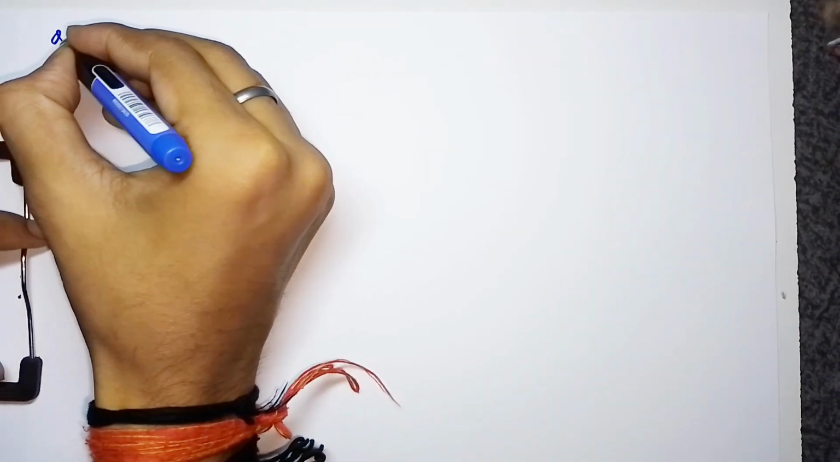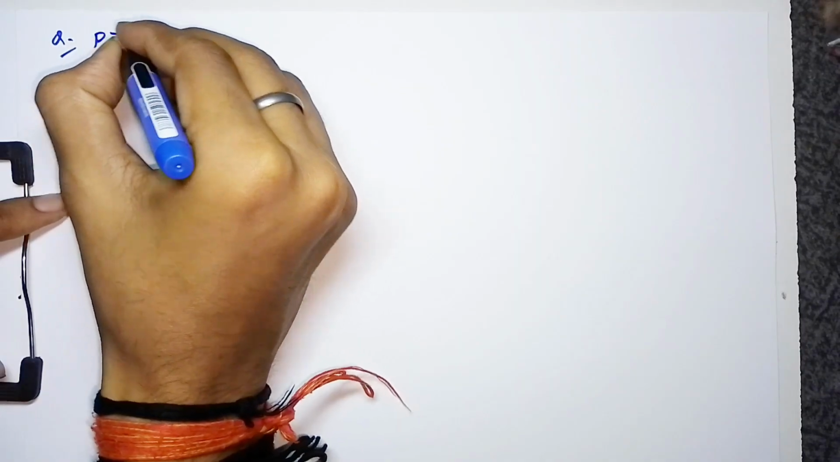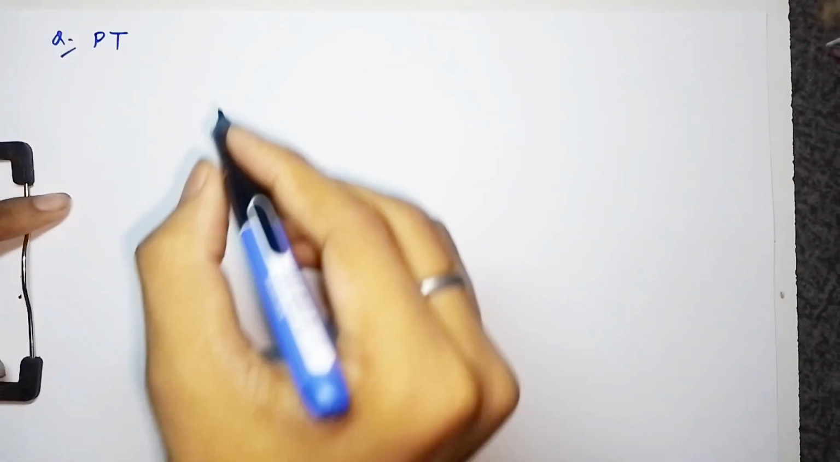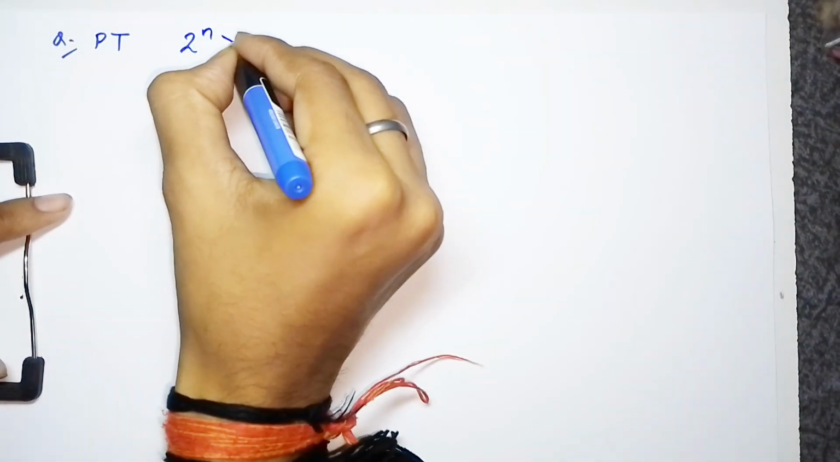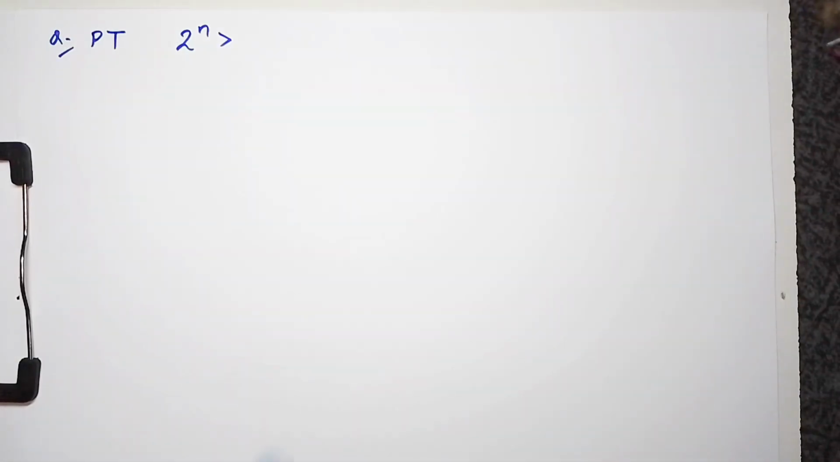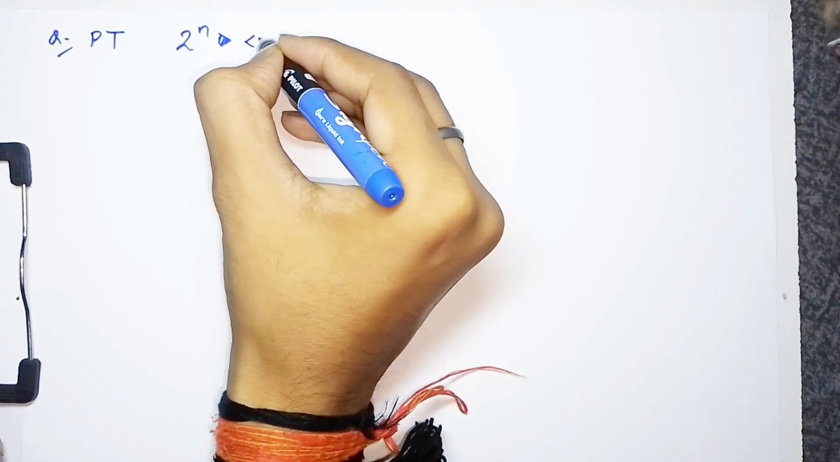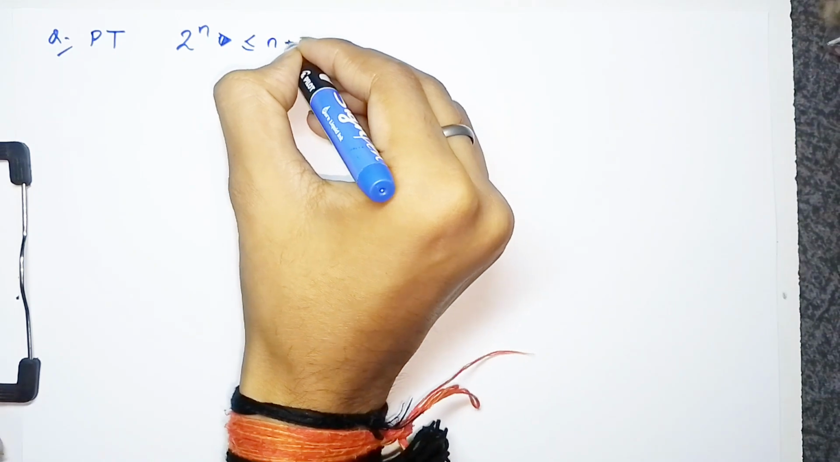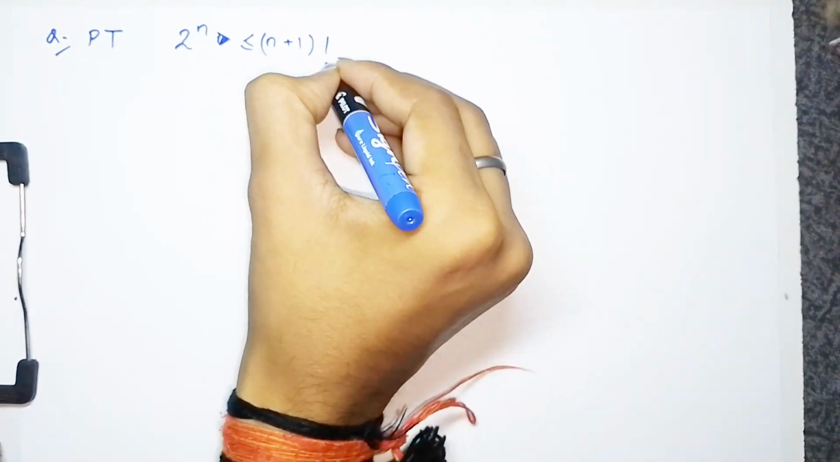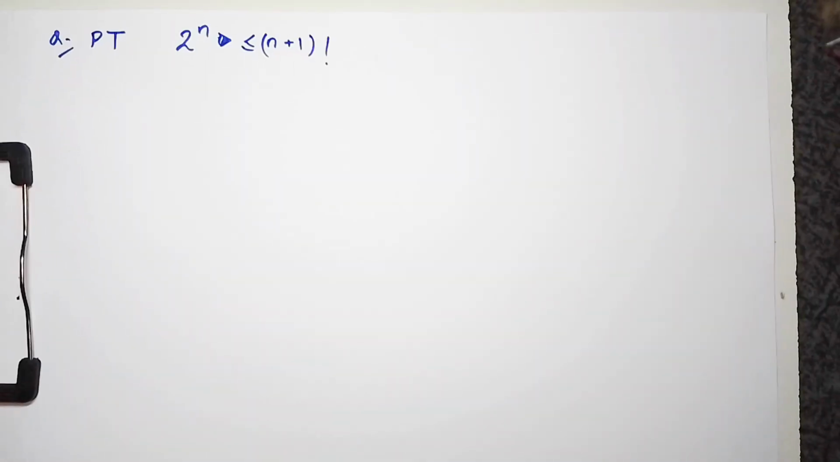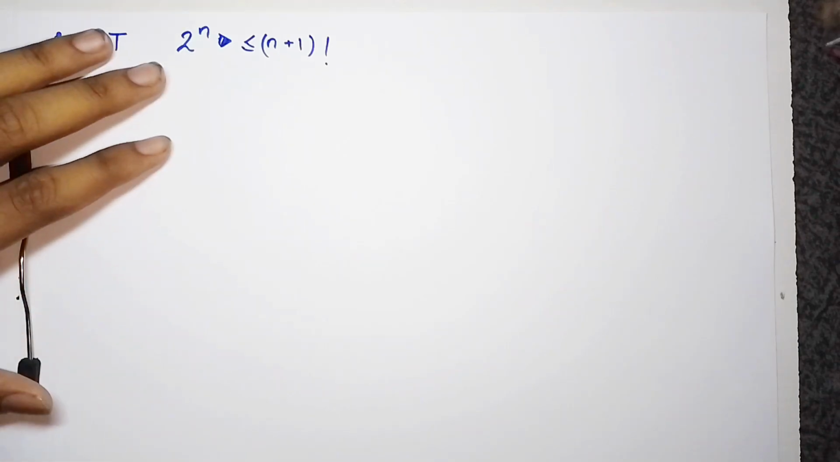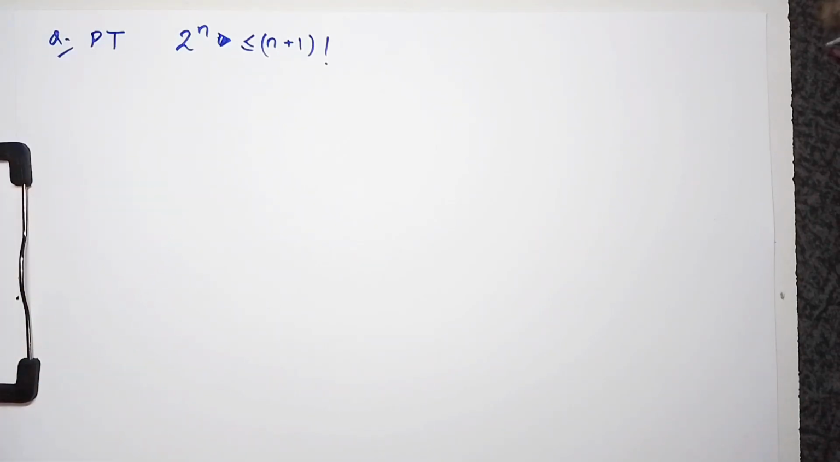So the problem says: prove that 2 to the power n is smaller than or equal to (n plus 1) factorial. So pause the video for a second and try this problem on your own. I believe that all of you can do this on your own if you had seen the last video of mathematical induction.